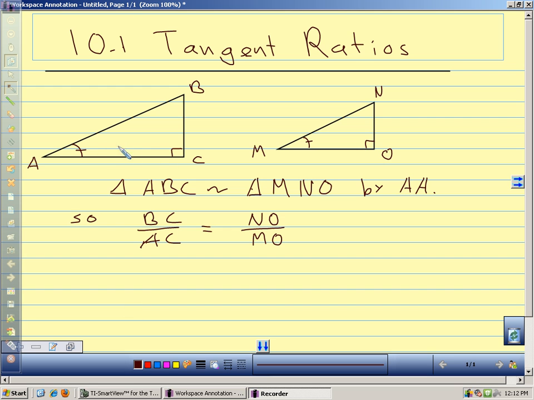We also talked about how no matter how big the triangle is, as long as it has a right angle and they share this angle, they're still going to be similar. So these ratios will always be the same. We'll be able to write this proportion for those two triangles no matter how different they are in size, as long as this angle is the same as this angle on the triangle.